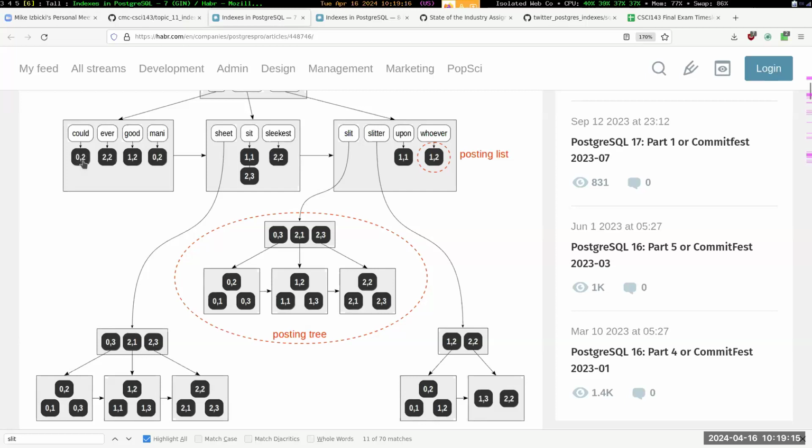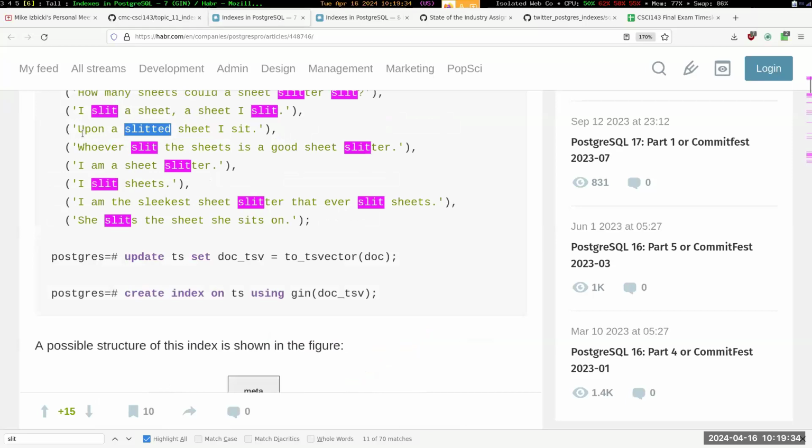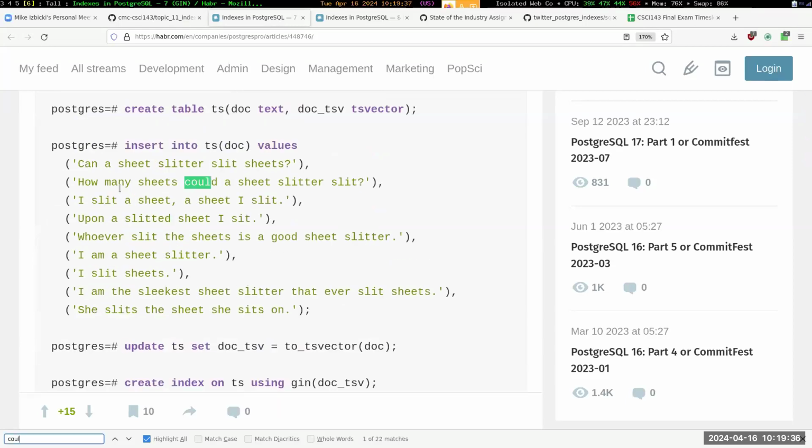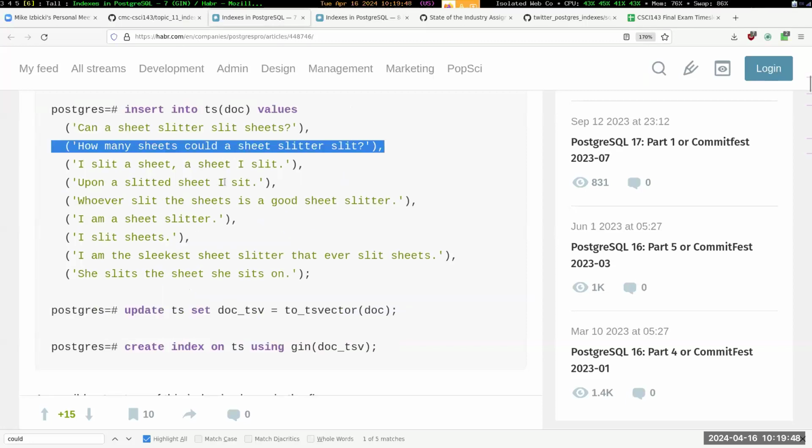With a tuple ID, you can do a constant time lookup in the heap table in order to find the row that this corresponds to. In this case, the 02 right here tells us the location of the row that contains the word could. So, Control F, find could. 02 is the physical location of this row on the hard drive. And so with that tuple ID, we can do a constant time lookup to get this information.